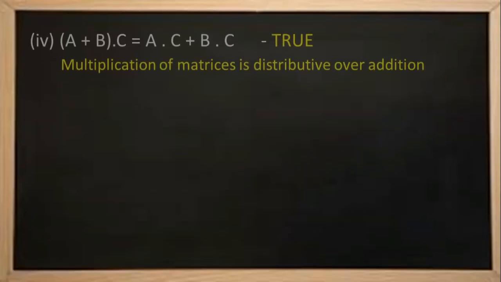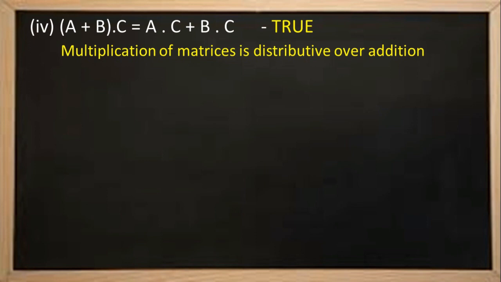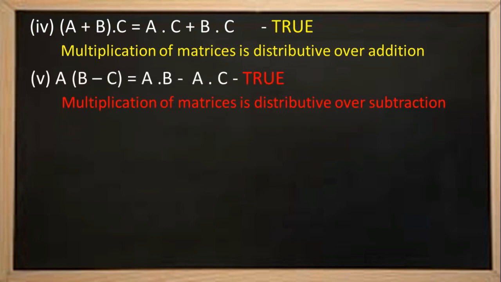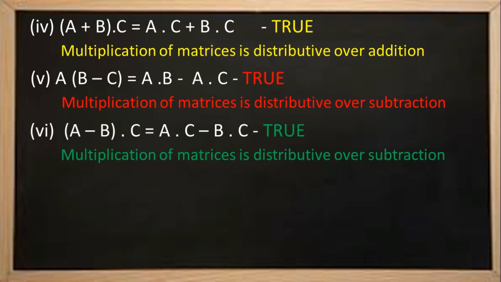And the next question, A plus B into C is equal to A into C plus B into C. Where have we solved this, children? In exercise 9C, question number 14, we have already solved, and by that we are very much sure that multiplication of matrices is distributive over addition, and multiplication of matrices is also distributive over subtraction. And the third problem and the fifth problem are true because they are regarding distributivity.